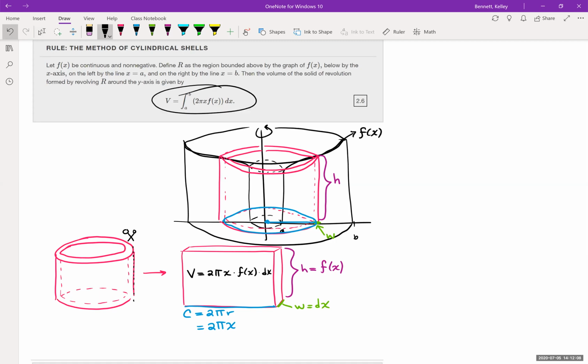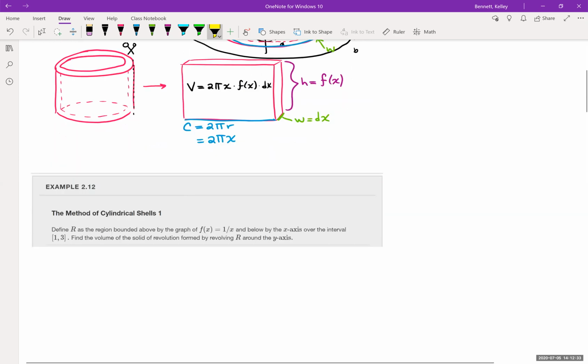The only other thing to highlight is that you're only considering your cylinders in this range, from A to B. If you had a cylinder between 0 and A, you're not really in the solid, because that's a hole that's empty. There's no solid there.